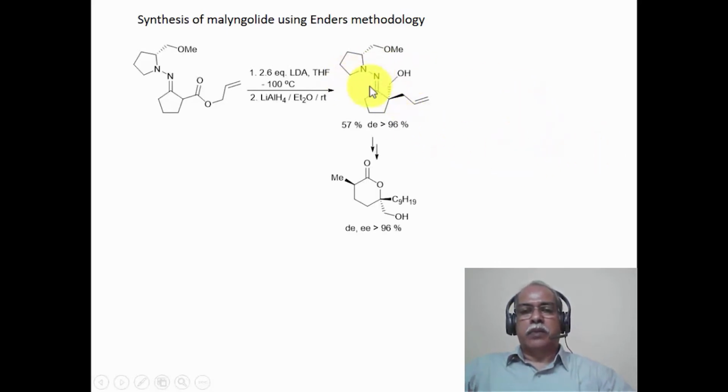Subsequent hydrolysis of this molecule followed by transformation by means of Baeyer-Villiger oxidation essentially produces a necessary skeleton. Then the alpha alkylation at this position produces this methyl group, and further elaboration of this molecule into a long chain is what produces the malingolide synthesis in this particular case.